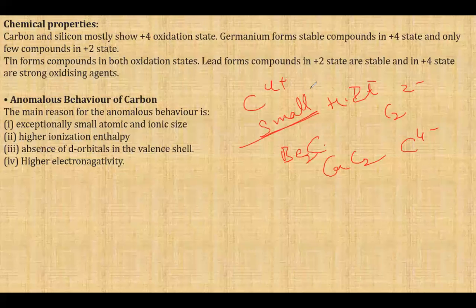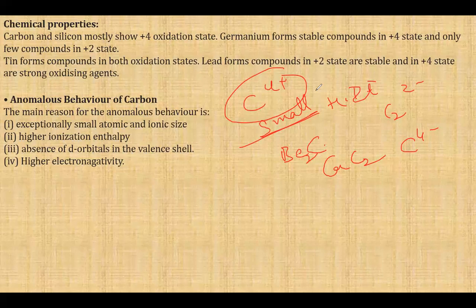The d orbital. Carbon doesn't have a d orbital, so covalency is restricted to 4 itself. Carbon cannot show covalency more than 4. The reason behind it is the absence of d orbitals. So it can't extend its covalency beyond 4.